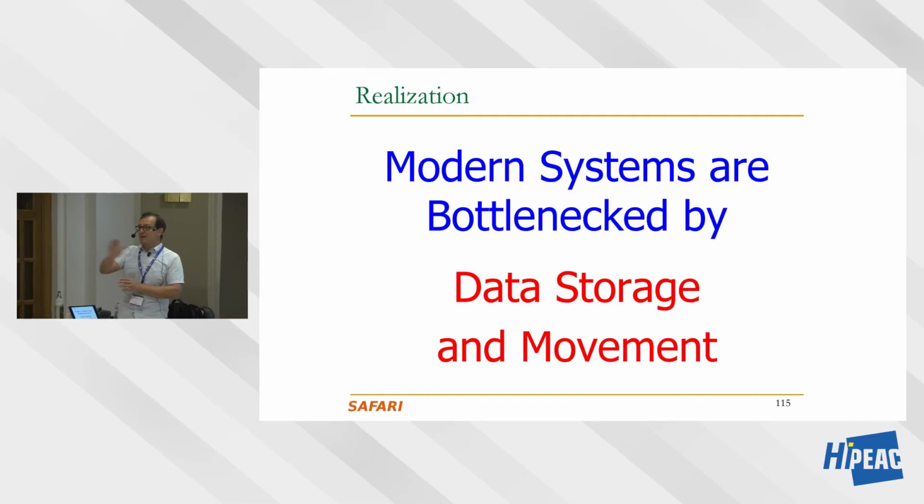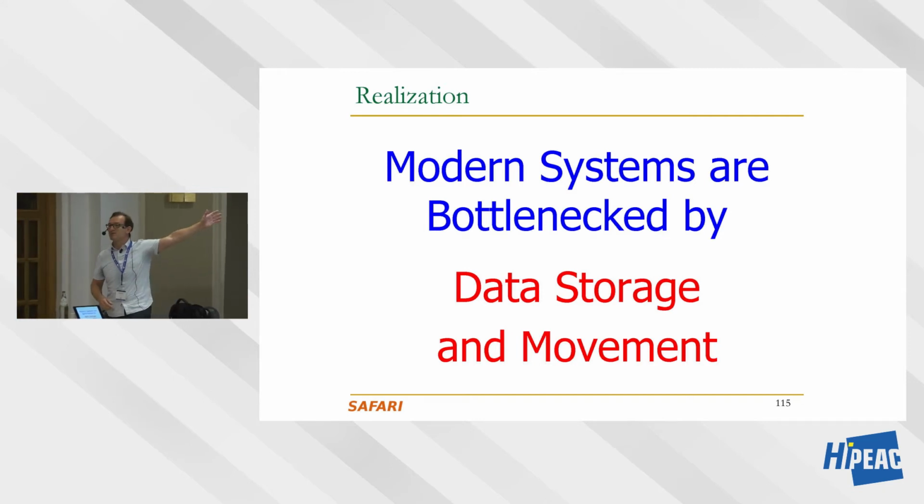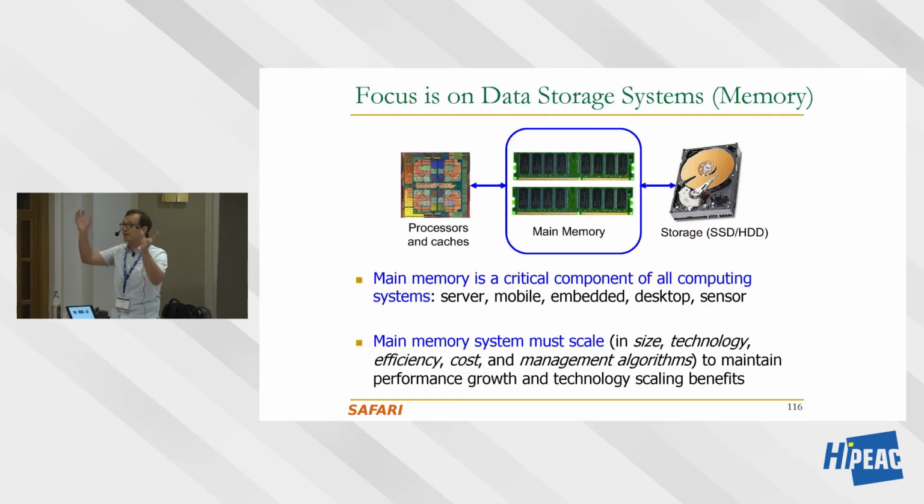Whereas we bring data back and forth between the memory hierarchy and the processor, wasting a lot of energy, making our climate problem much worse, and wasting a lot of performance as well. Okay. So our focus is going to be on data storage systems, which is memory. Memory is a part of the storage hierarchy. There's clearly a storage system also. And I believe going forward, main memory and storage are going to be merged, and we need to rethink the hierarchy significantly. But let's talk about main memory.